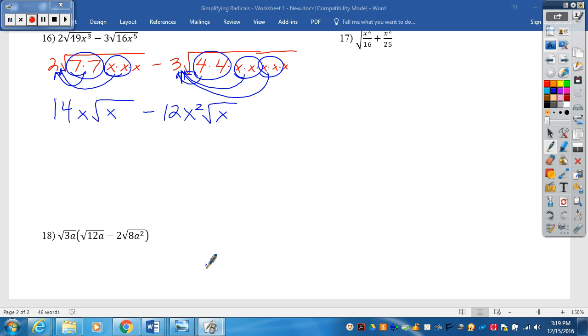Now, a lot of times I want to ask students after this, can we combine those two? Are they like terms? And here's the difference between these two. Okay, you see that right there? X to the first power, x to the second power. Can't combine them, they're not like terms, so we leave them completely separate. Okay? All right, almost done.